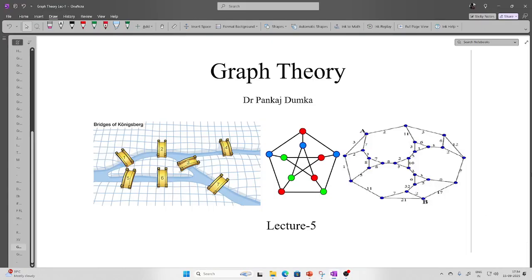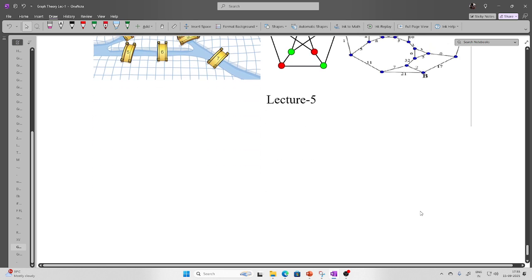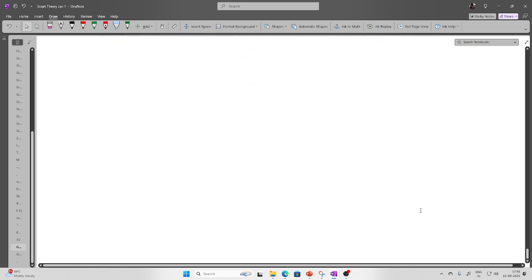Hello friends, I welcome you all to this session on graph theory. Today I will be discussing with you about the order and size of a graph. So to understand it, consider this graph.